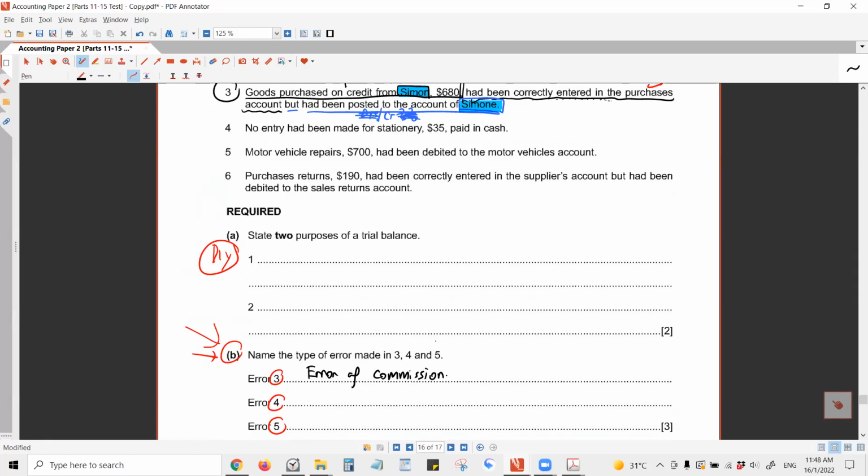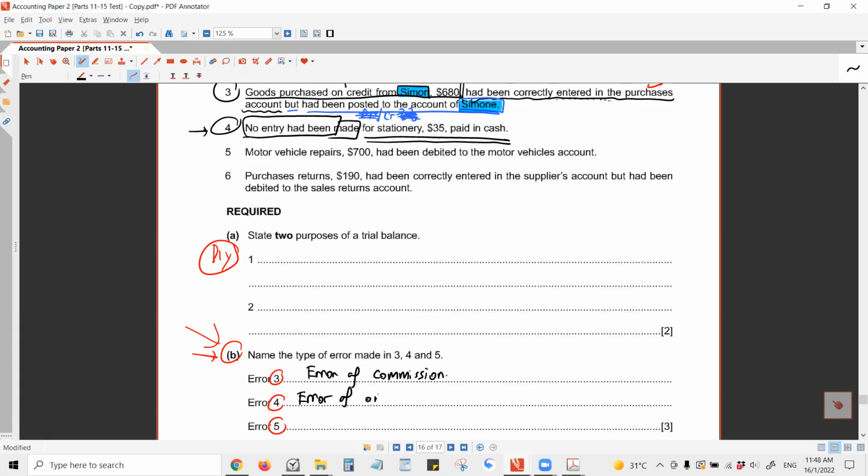Next is error 4. No entry had been made for stationery paid in cash. No entry had been made. Did they tell you they have made any debit entry? Did they tell you that they have made any credit entry? Nothing, right? That means nothing has been done at all. This is an error of omission.